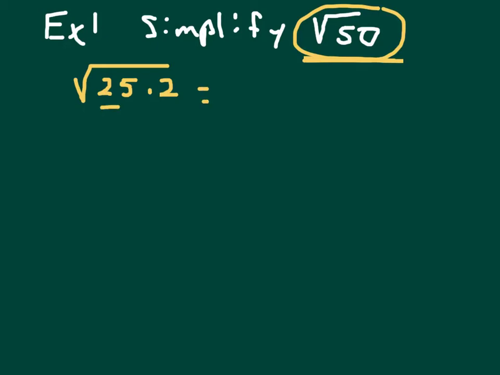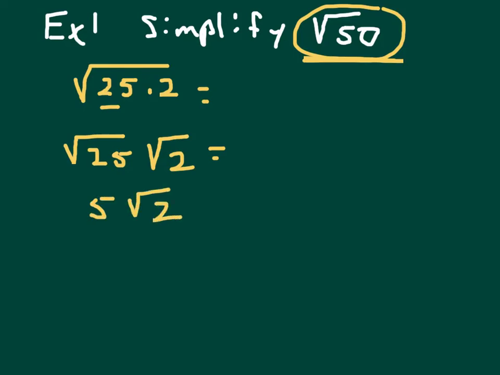Now back to my product of square roots rule, I can write this as the square root of 25 times the square root of 2. But what is the square root of 25? 5, and then just simply radical 2. So now this is considered to be my simplified answer.